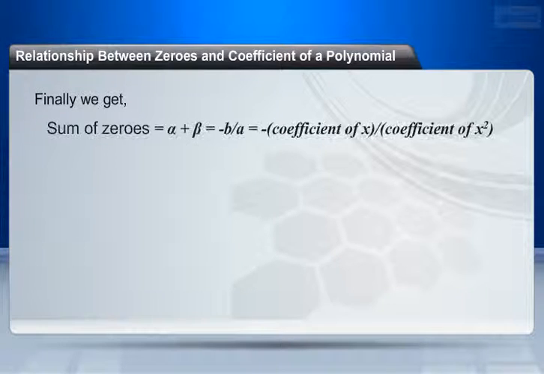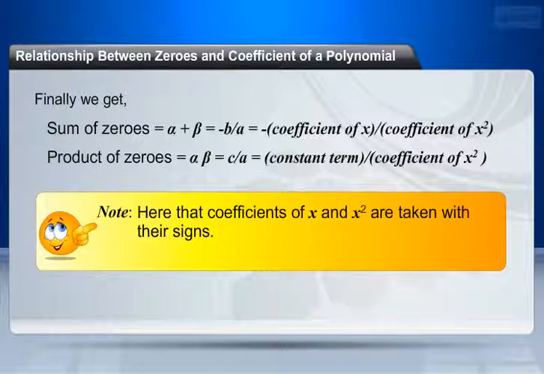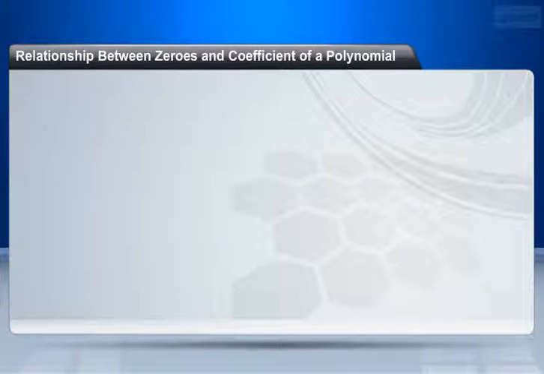Finally we get sum of zeros, alpha plus beta, is equal to minus b by a, is equal to minus coefficient of x by coefficient of x square. Product of zeros, alpha beta, is equal to c by a, is equal to constant term by coefficient of x square. Note here that coefficients of x and x square are taken with their signs.